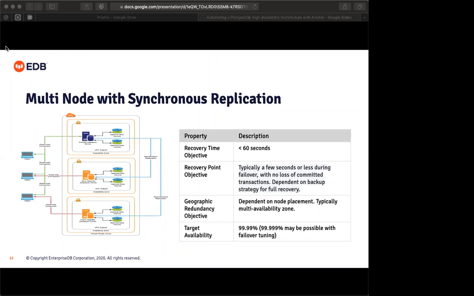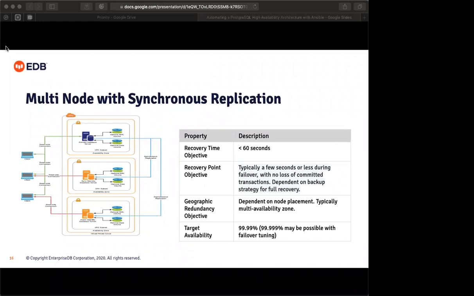Recovery time objective is less than 60 seconds because it's totally dependent on how fast you can promote one of the replicas to be a new primary, which can take the workload. Recovery point objective is a few seconds or maybe near zero data loss because it's synchronous replication. Whatever you're writing to the primary is also getting replicated immediately to the standby replica.